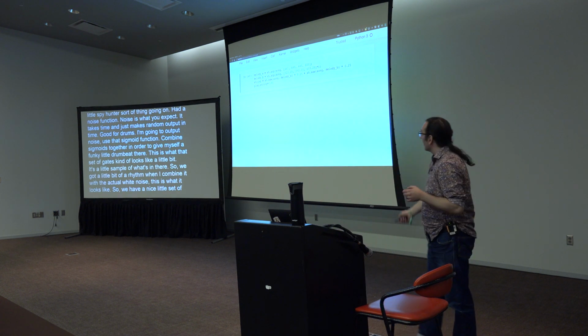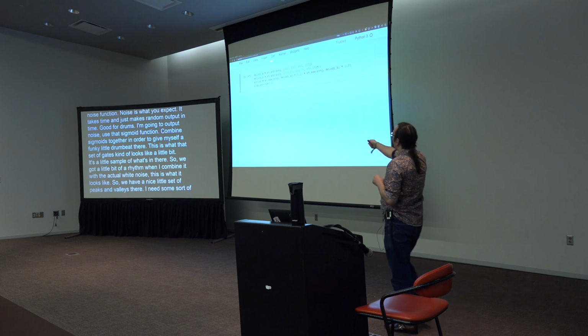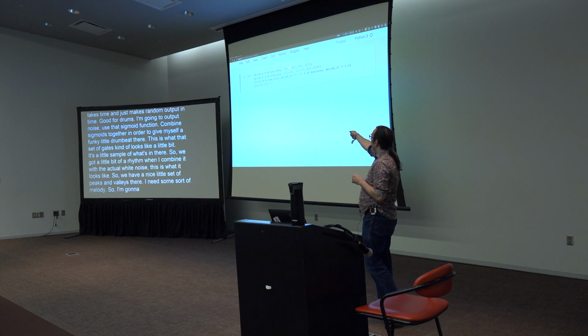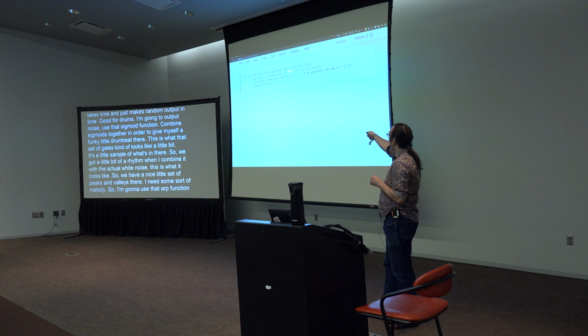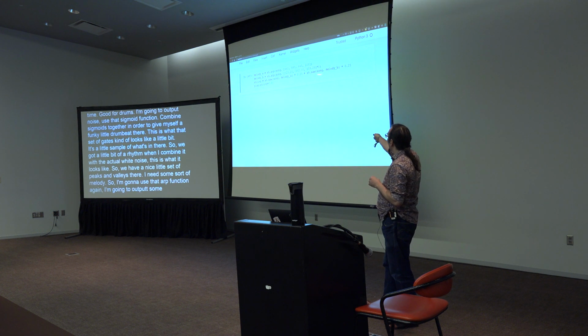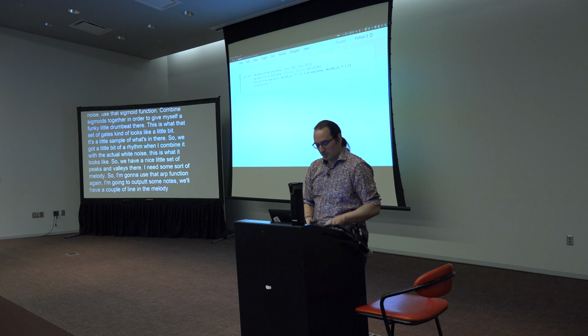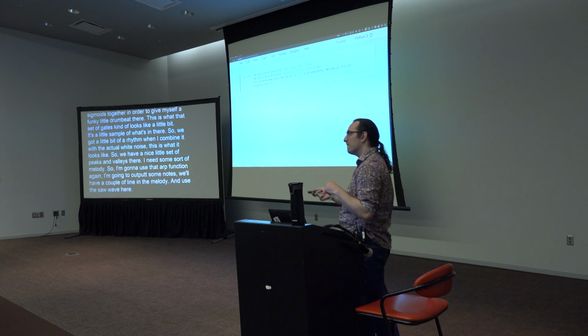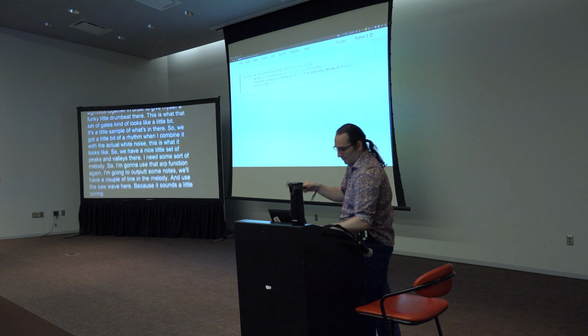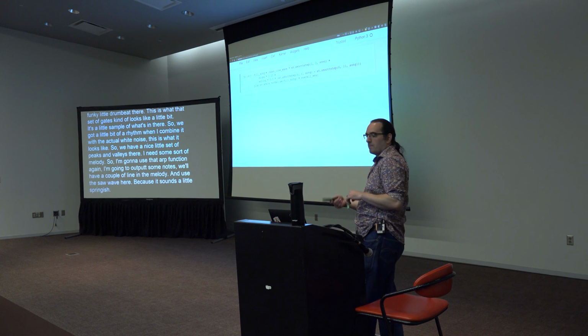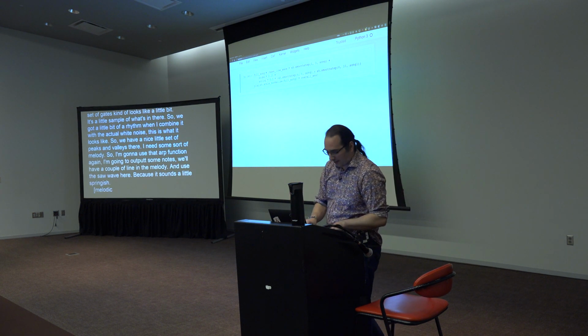I need some sort of melody. So I'm going to use that ARP function again. I'm going to output some notes. We'll have a couple lines in our melody. Combine them together. We're going to use that saw wave here because it sounds a little string-ish. And then we're going to put the whole thing together.